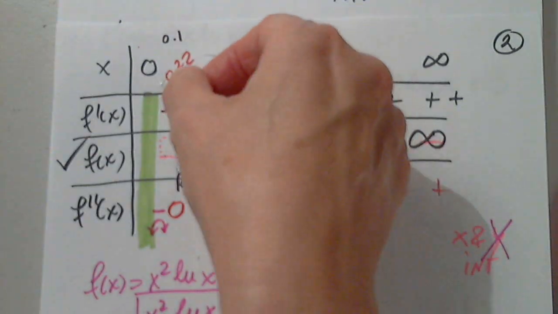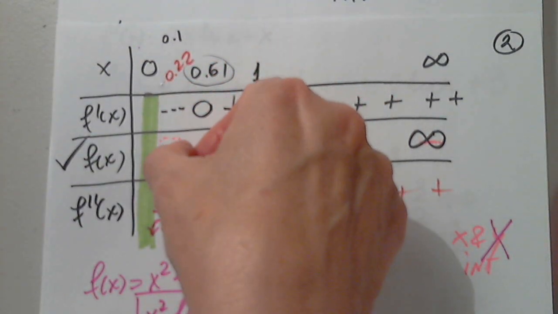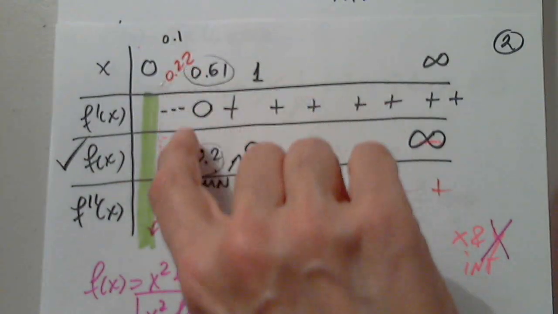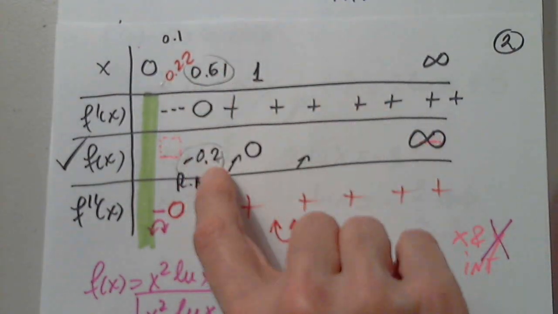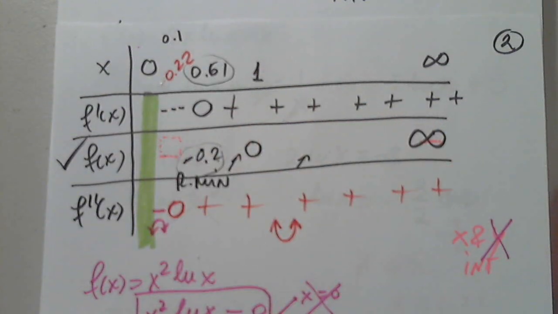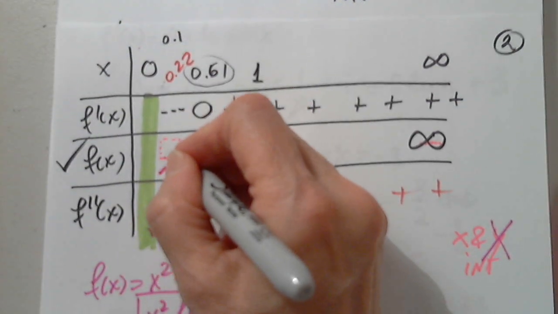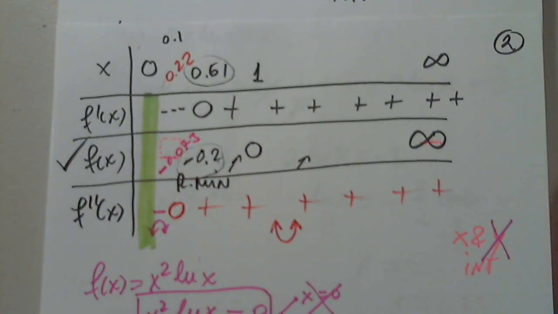And also, 0.22, I have to plug it in the function, because I need to determine the y value for 0.22, like I did for 0.61, like I did for 1, of course. That's why I put in the function. And now I'm going to plug in 0.22. So it's negative 0.073. My goodness. 0.073.